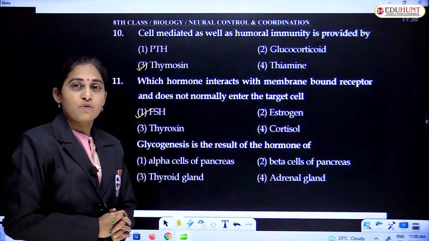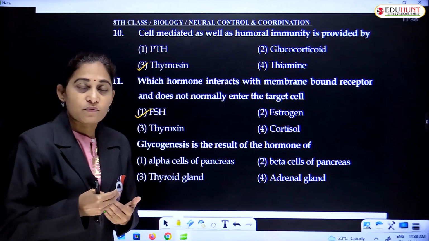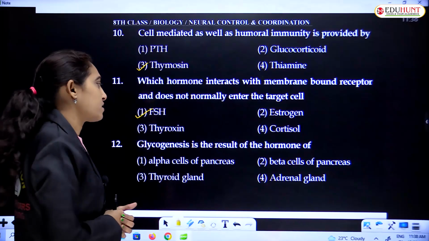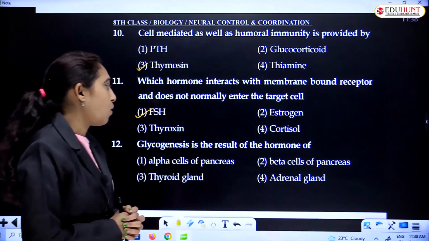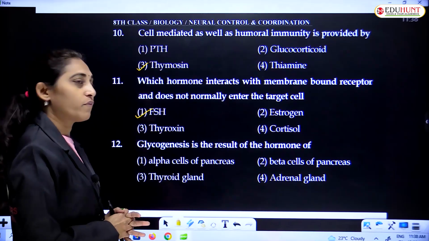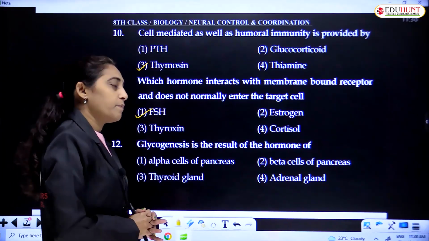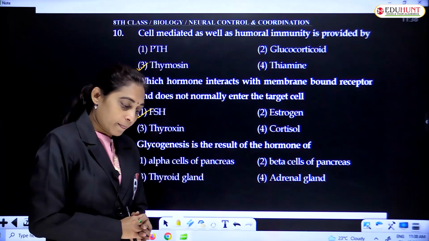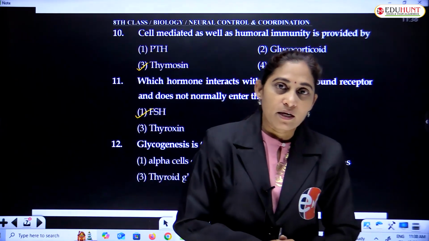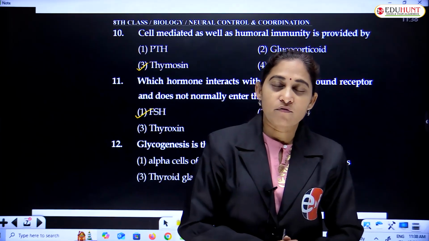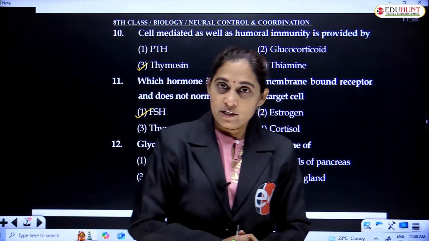Glycogenesis, that is the formation of glycogen from glucose, is a result of which hormone? How can we say? The pancreas is responsible for blood glucose regulation.